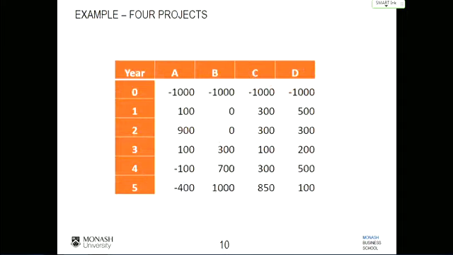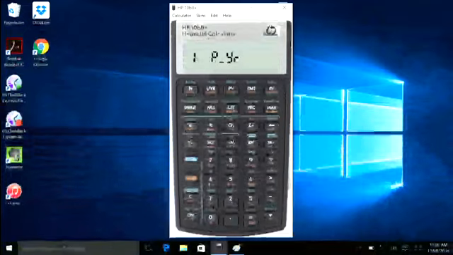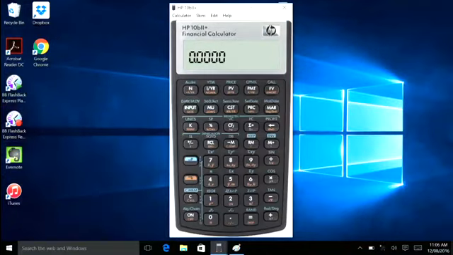Can you try NPV of project A? Yep, project A. Okay. So now we do that together. Remember to clear your memory before you start.